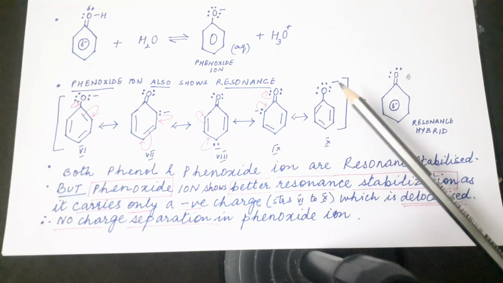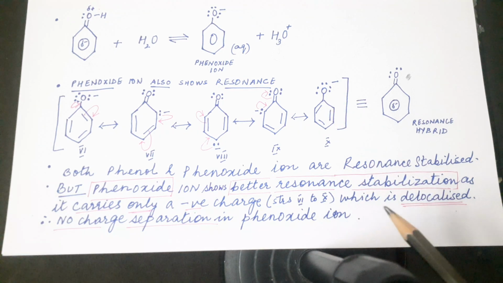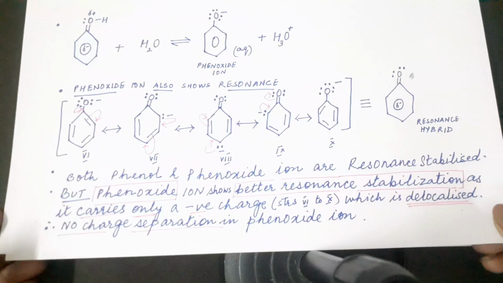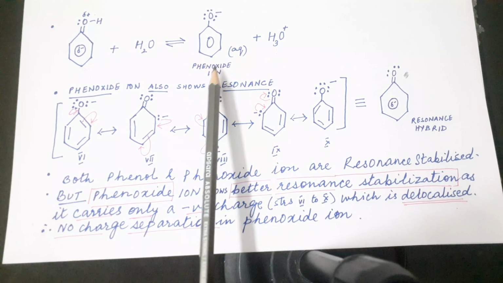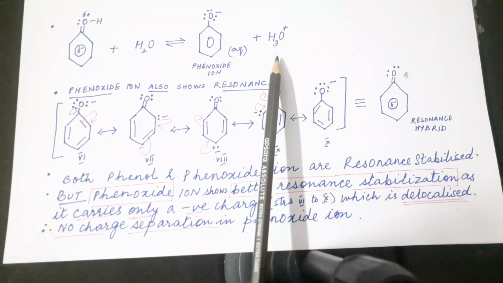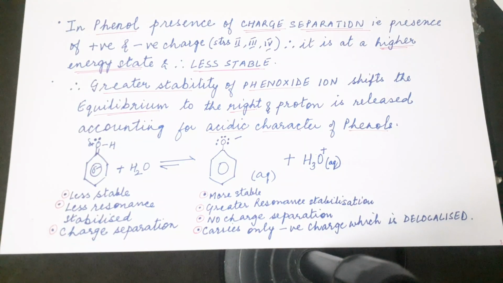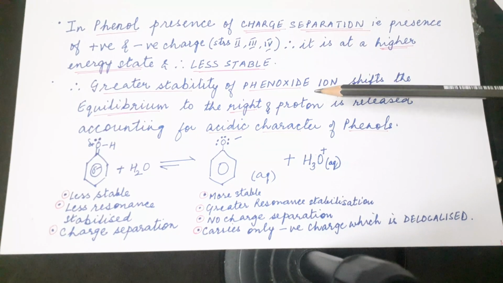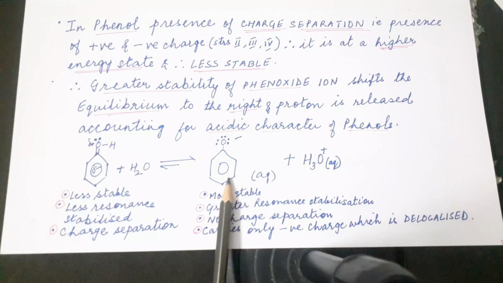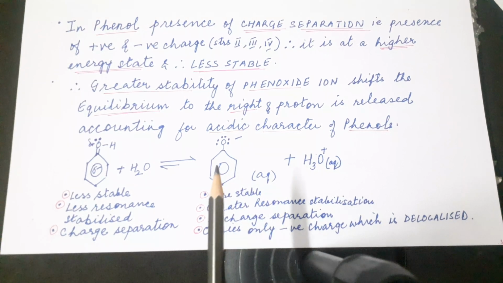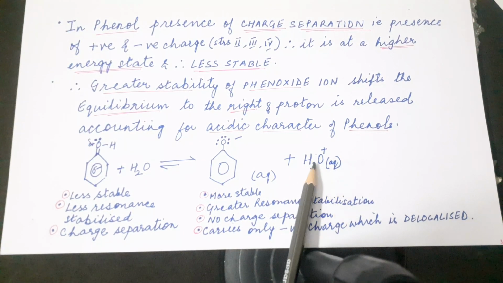It has only one charge. So in terms of charge separation also, no charge separation here, therefore greater stability of the phenoxide ion. And as soon as the phenoxide ion has greater stability, H plus remains in solution. If H plus remains in solution, that means acidic character is indicated. So I have already discussed that phenol shows presence of charge separation, therefore is at a higher energy level and therefore less stable. And because of the greater stability of the phenoxide ion, the equilibrium is shifting in this direction, allowing for the presence of the H plus ion, which is indicative of acidic character.